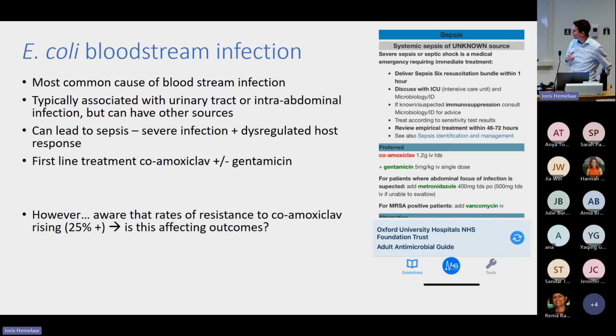And you might say, well, is it still okay to continue to recommend giving people co-amoxiclav when you have such high resistance? Now, our own belief had been that by giving this single dose of gentamicin, we could offset some of that resistance, buy ourselves a bit of time. But is this actually true? Or is our policy that you can see here actually causing harm?